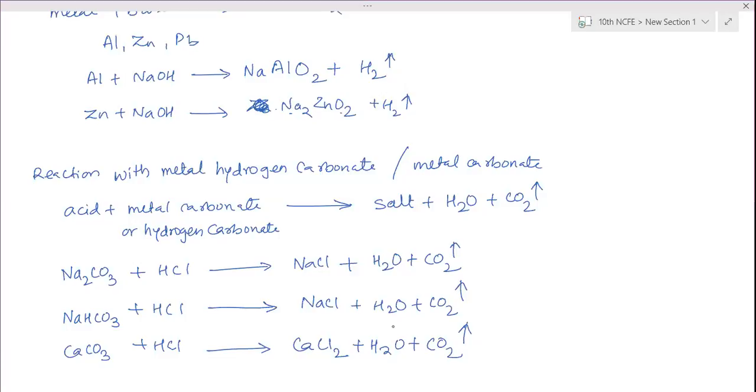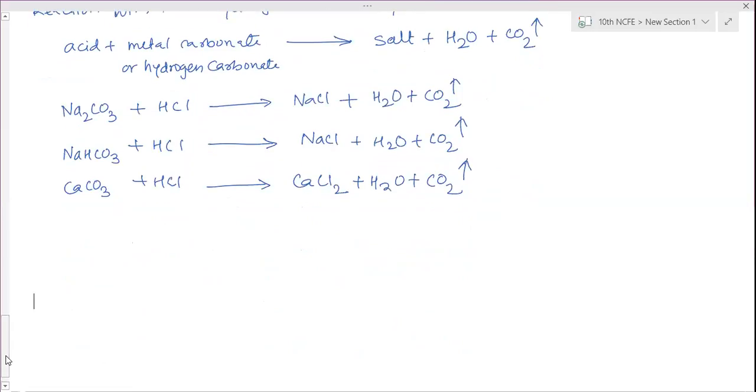What is the test of carbon dioxide gas? I'm passing it through calcium hydroxide, lime water. Lime water turns milky. Second, it evolves brisk effervescence. Third, it extinguishes fire. So it turns lime water milky, and when excess carbon dioxide is passed, the milkiness disappears.